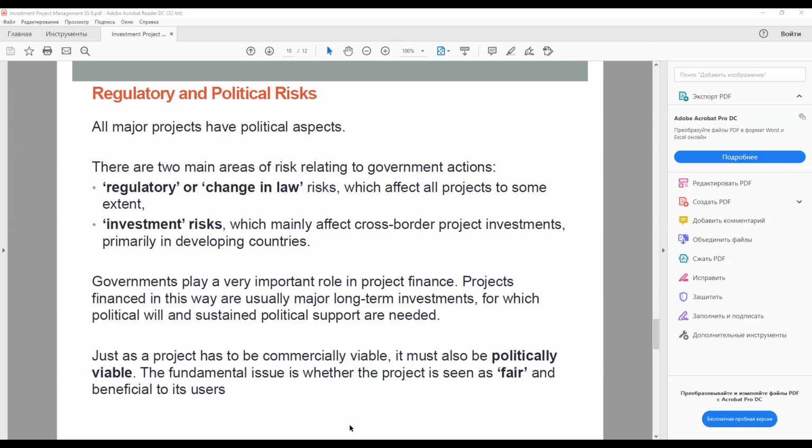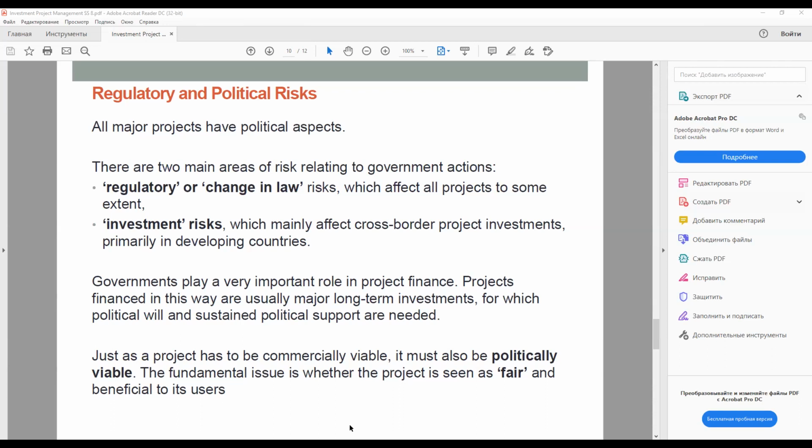Firstly, regulatory or change in law risks, which affect all projects to some extent. And secondly, investment risks, which mainly affect cross-border project investments, primarily in a developing country. Linking to the latter are quasi-political risks, which relate to government taking indirect actions against the project.